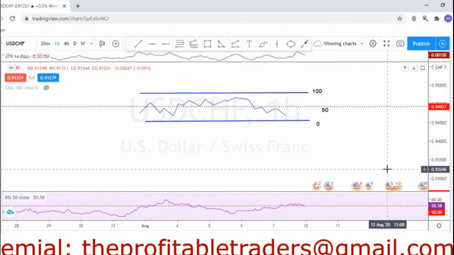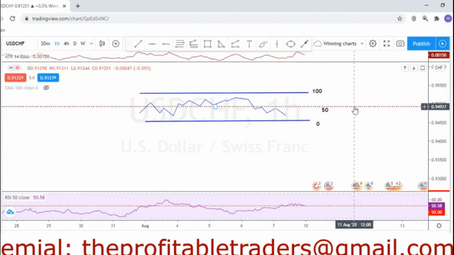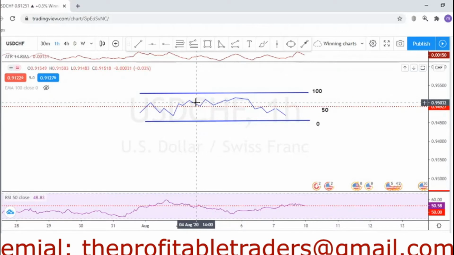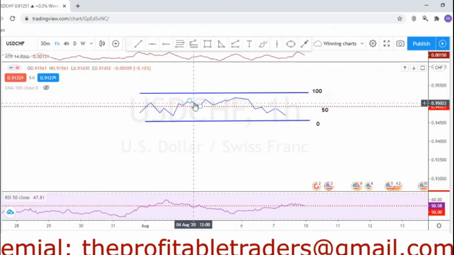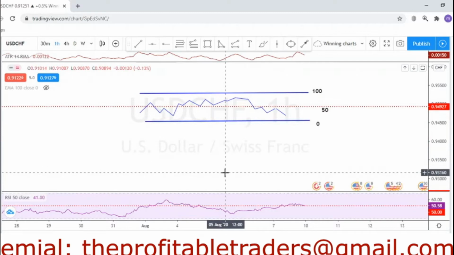If the RSI is above this horizontal line at the 50% value of RSI, then I'll be looking for a buy situation because the market is in an uptrend. Therefore, I'll be looking for trend continuation to the upside. This is how simple this strategy is.